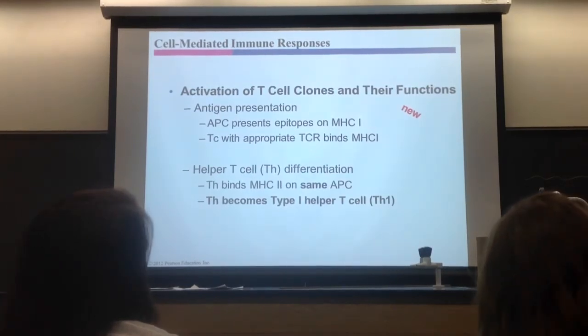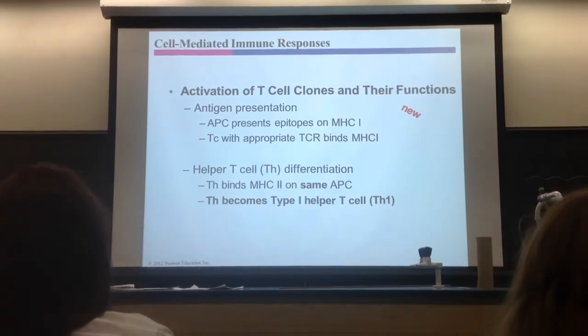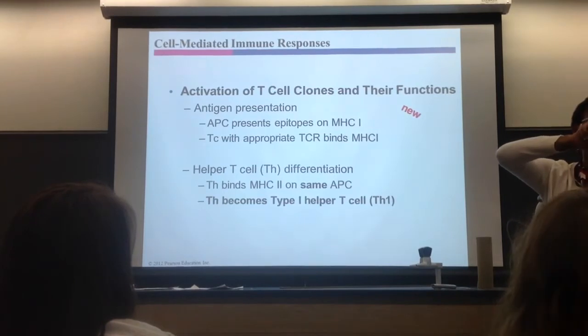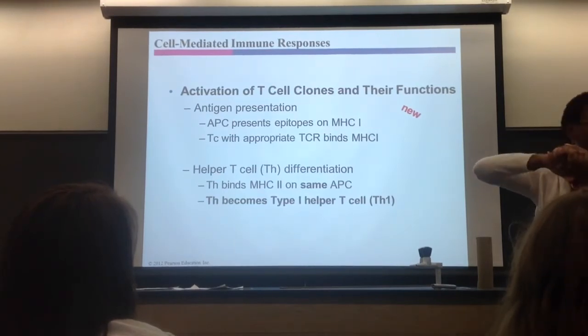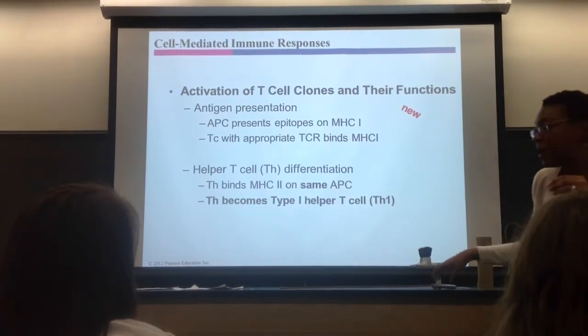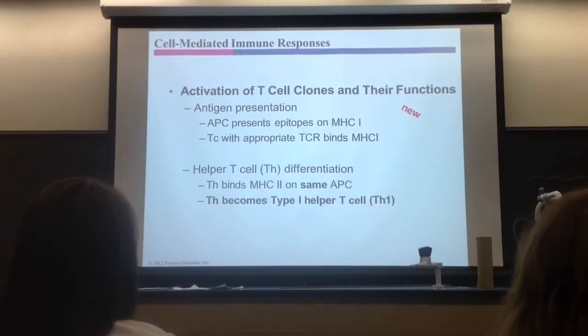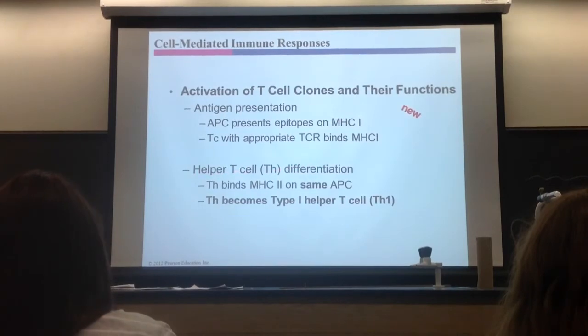They hook up, literally, they hook up. But that is not enough to fully turn the TC on. Even though they've literally done that, they're touching, that is not enough to turn on that TC cell. It's not enough. Okay. Next step, helper T cell differentiation.